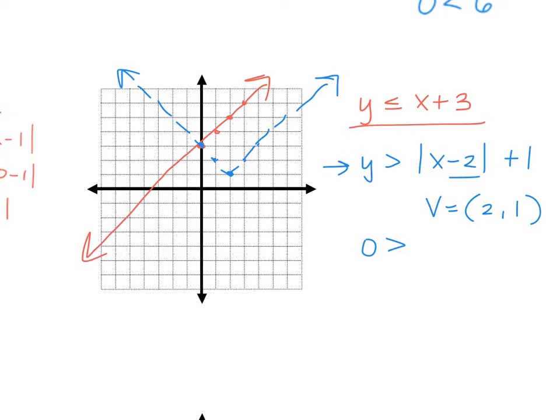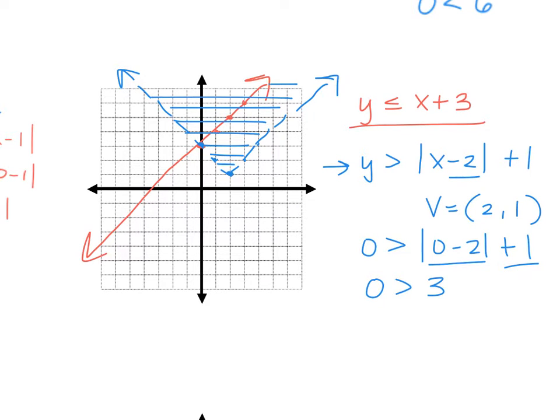So 0 is greater than the absolute value of 0 minus 2 plus 1. So 0 is greater than 2 plus 1, which is 3. Is 0, 0 a part of this? Oh, we didn't shade the last one. Sorry, guys. Okay, blue one. Where do we shade? On the V, down. Not at the 0, 0, right? So blue shading is going to be here.